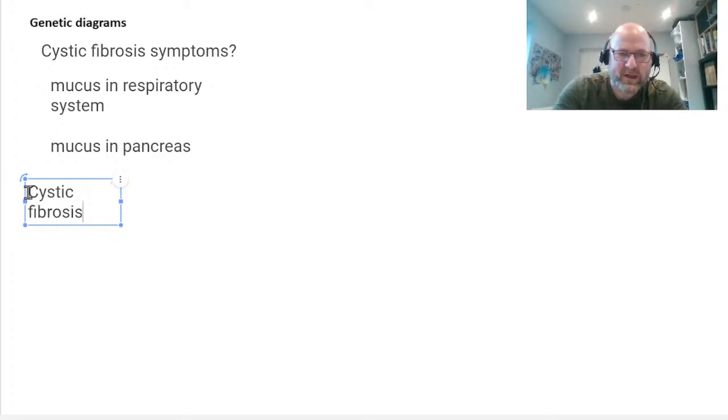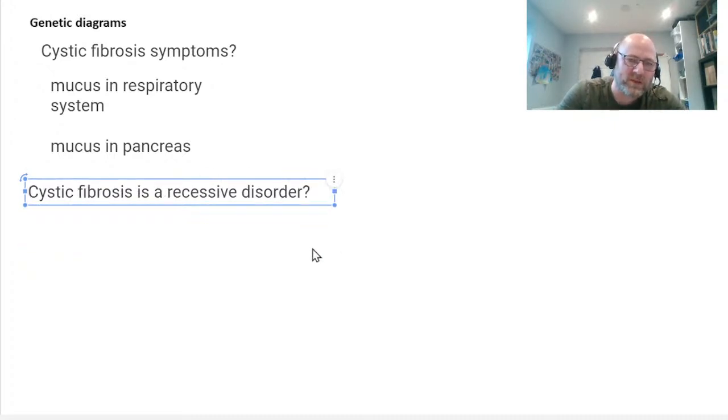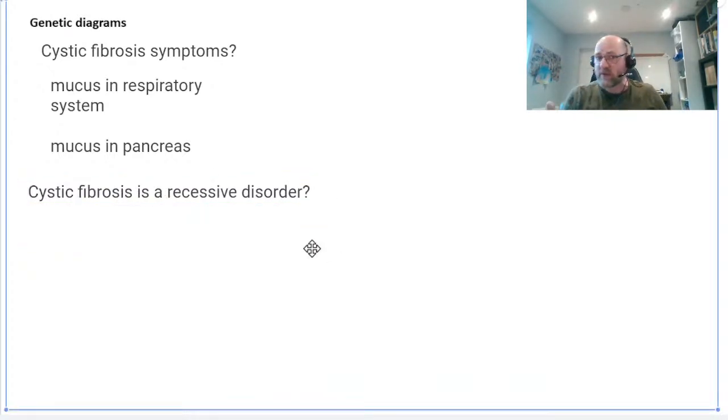Now, the next thing, the main thing that you need to know about cystic fibrosis: cystic fibrosis is a recessive disorder. Right, guys, who can tell me the definition? You may well be asked, what is a recessive disorder? What is a dominant disorder? So what does it mean if it's a recessive allele or recessive disorder?